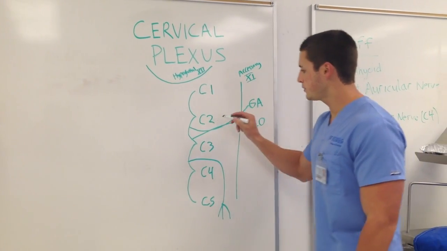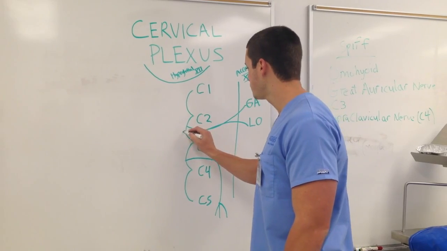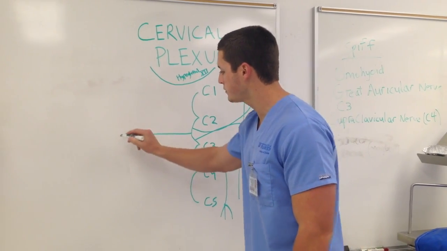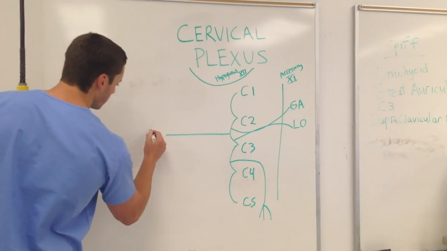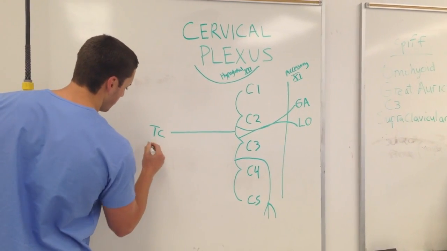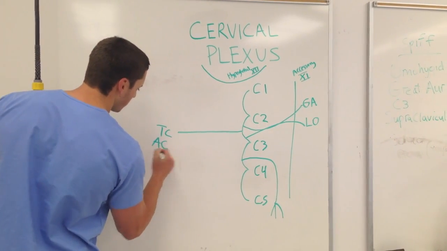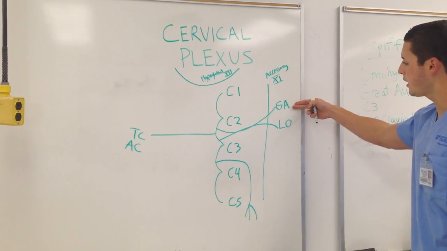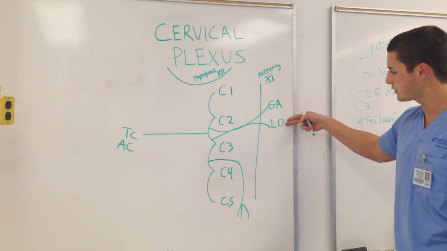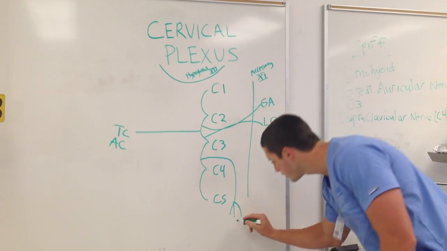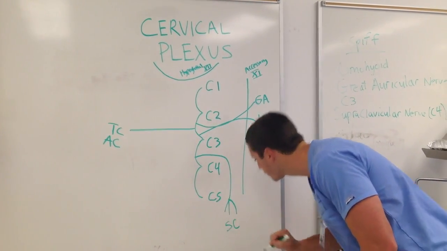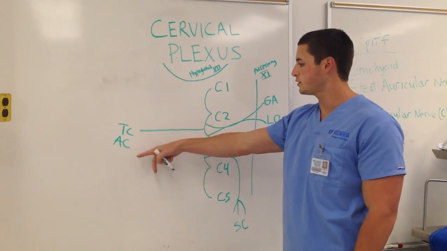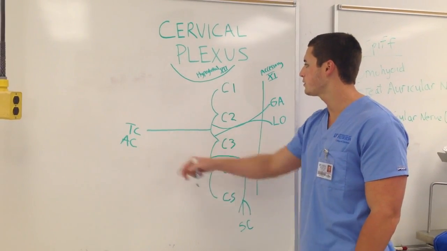Okay, then our next cutaneous nerve is going to be innervated by C2 and C3. That's going to be our transverse cervical nerve, also known as anterior cutaneous nerve. Okay, now we have our 4 cutaneous nerves. We have the greater auricular, lesser occipital, supraclavicular. Let's go ahead and write that in. Supraclavicular. Transverse cervical, also known as anterior cutaneous.